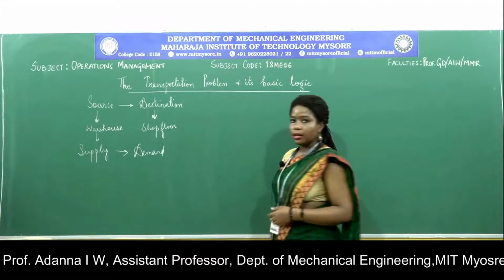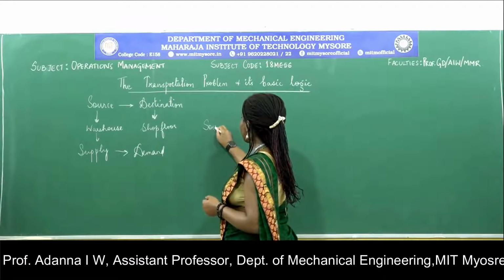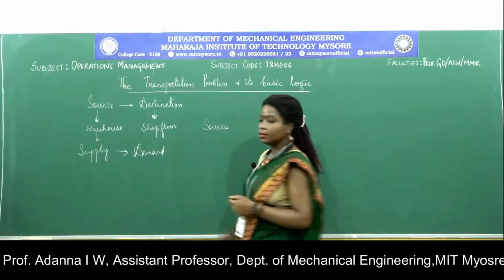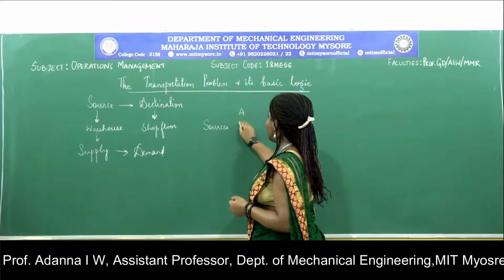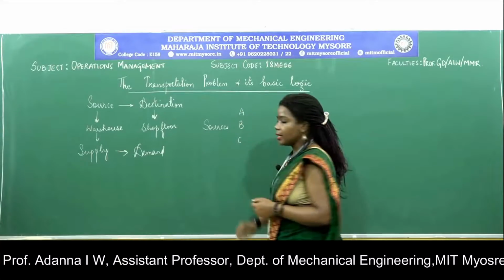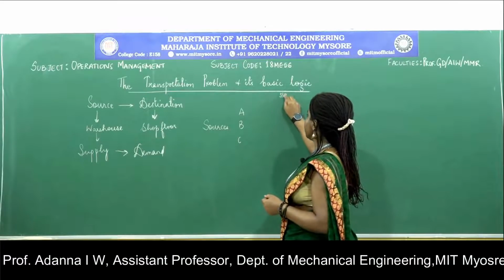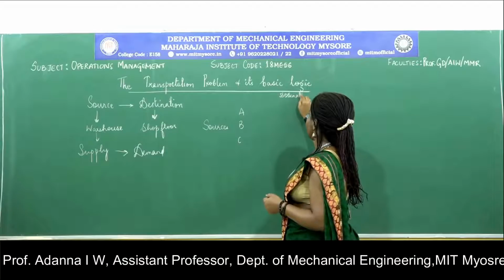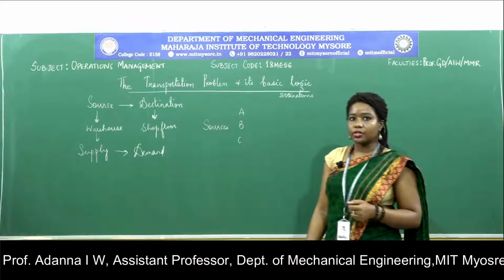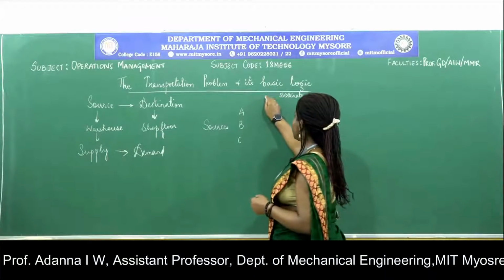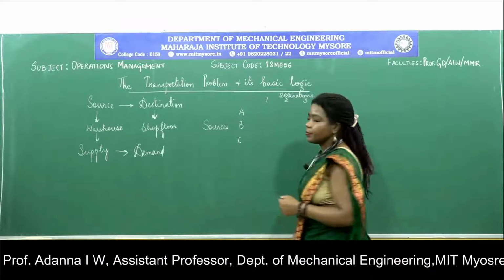So I will take a certain example. If I have some sources here, I'm going to list some sources. I say that I have a source A, a source B, a source C. And then I have some destinations here, destinations in the sense where the demand has to be met, and I call those destinations 1, 2, 3.